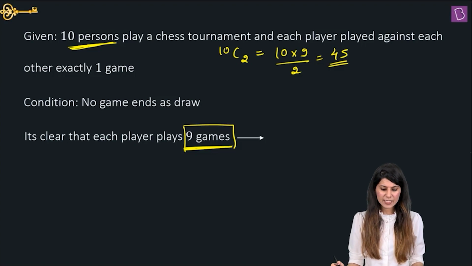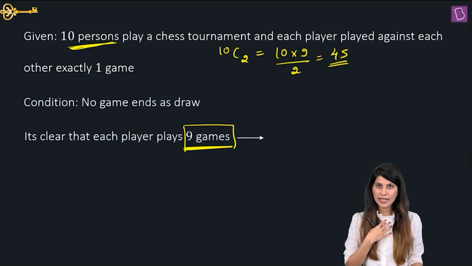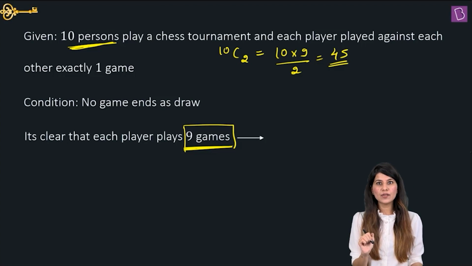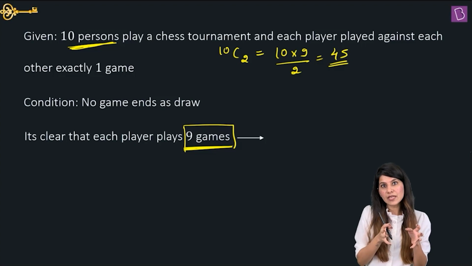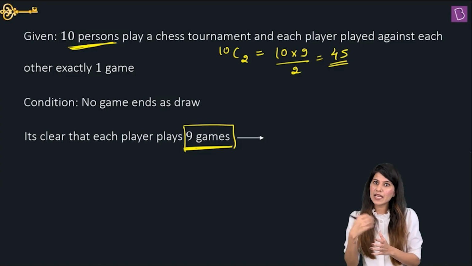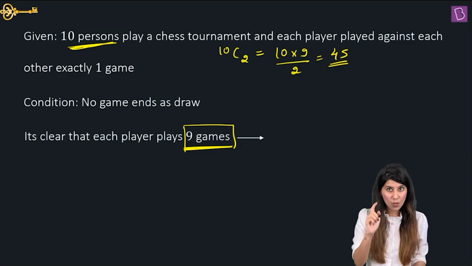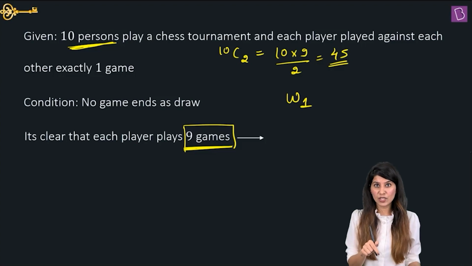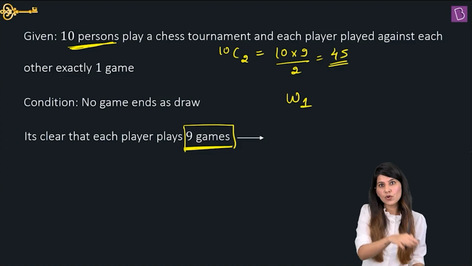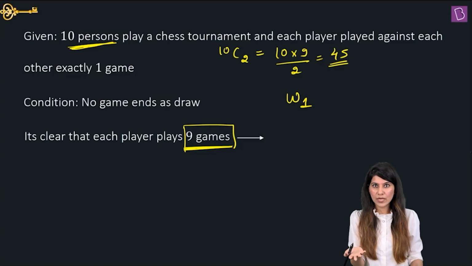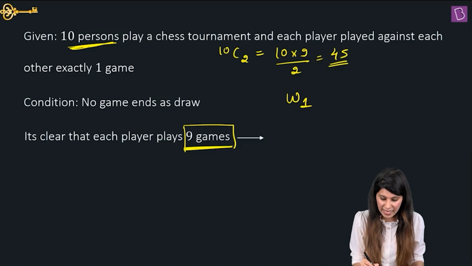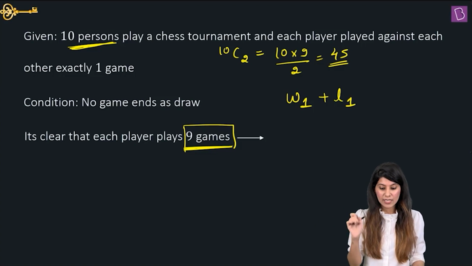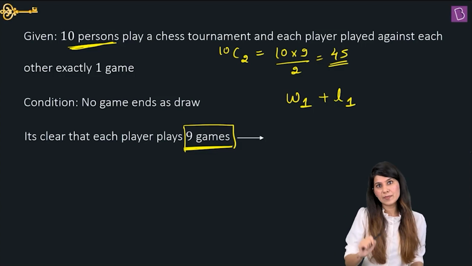Now, each player is playing 9 games. Okay, suppose I am player number 1, I am playing 9 games, right? So overall 9 games. In some games I am winning, in some games I am losing. The number of wins is denoted by W1 given in the question. Suppose I am playing 9 games, so 4 I am winning, 5 I am losing. So W1 is the number of wins, and L1 is the games lost by player number 1, only player number 1 I am talking about.